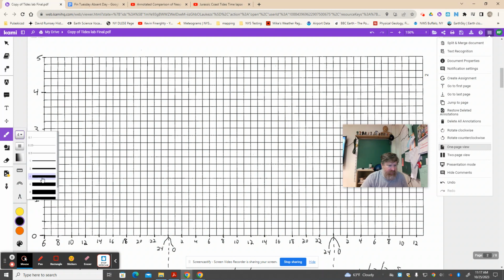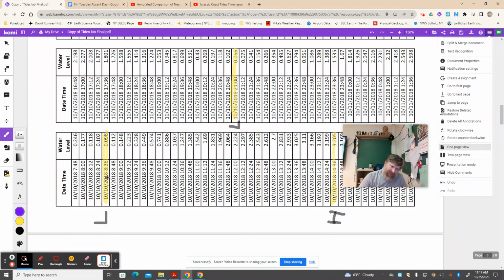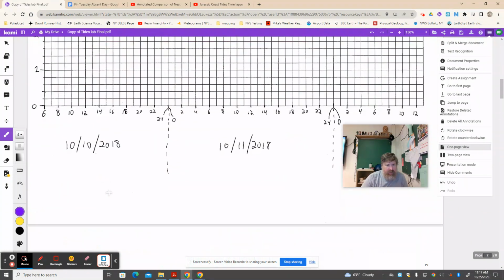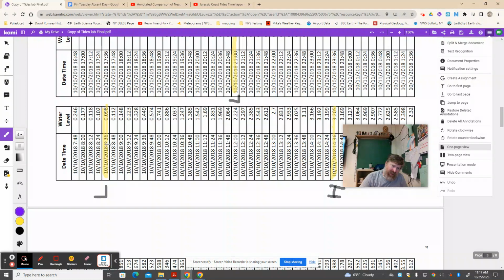I think we're doing size 4. I'm going to pick blue. You pick whatever you want. And let's look and see what we got. So I know I've got to look sideways here. At 10/10/2018, so that's going to be this first day right here, at 8:36.